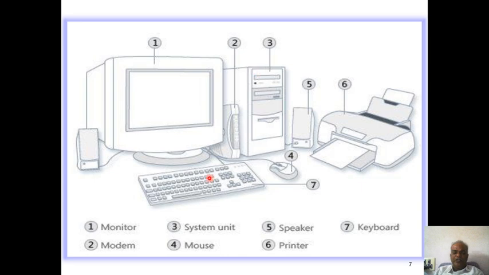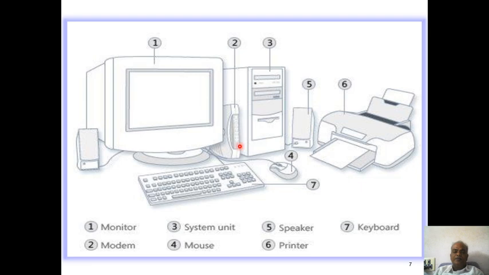This one is called a keyboard. It is an input device. The user enters information through this device. This is called a printer. It is an output device. It is called a mouse. It is also an input device. It is called a speaker. It is an output device.